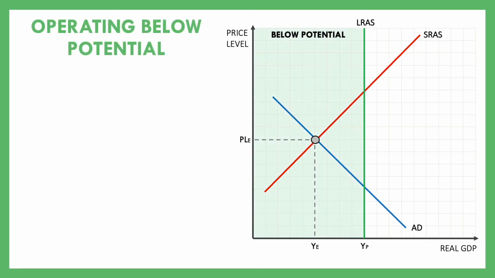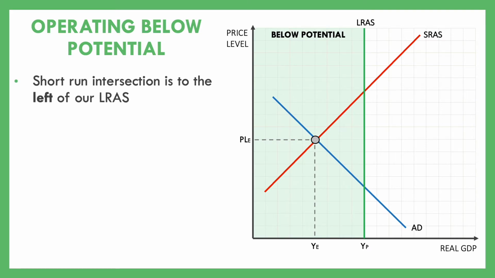Anything on this left side of our long run aggregate supply curve represents us being below our potential, because that short run intersection, where we are right now, is at a GDP or an output that is lower than our potential. So if you notice, YE, our output at our equilibrium, is lower than YP, our output at our potential. What this means is we are not using our resources efficiently, right? We're underachieving as an economy. Being at the green line represents us using all of our resources as well as we can. But right now we're not.